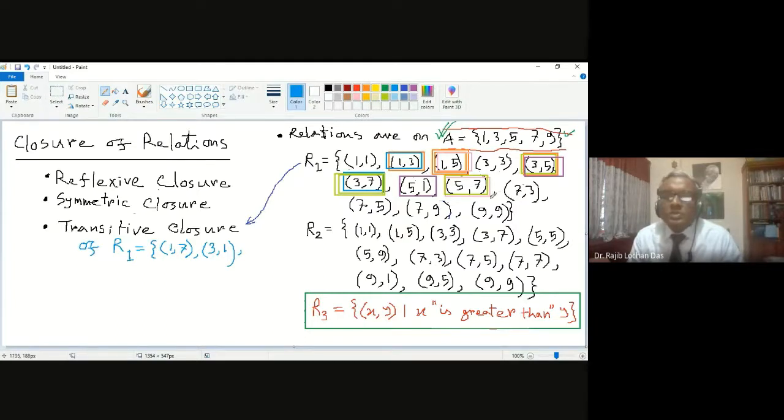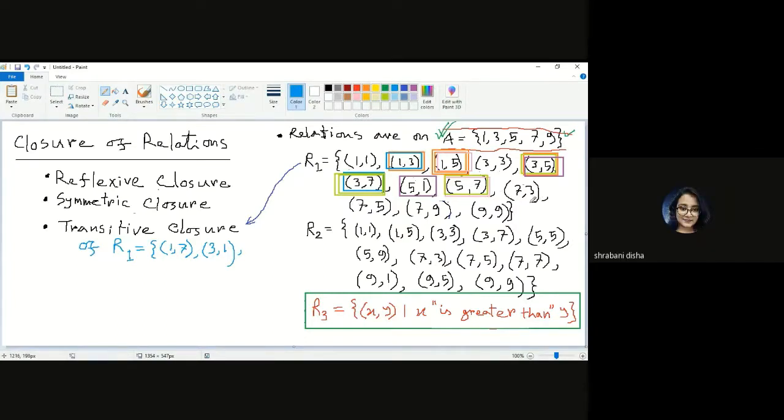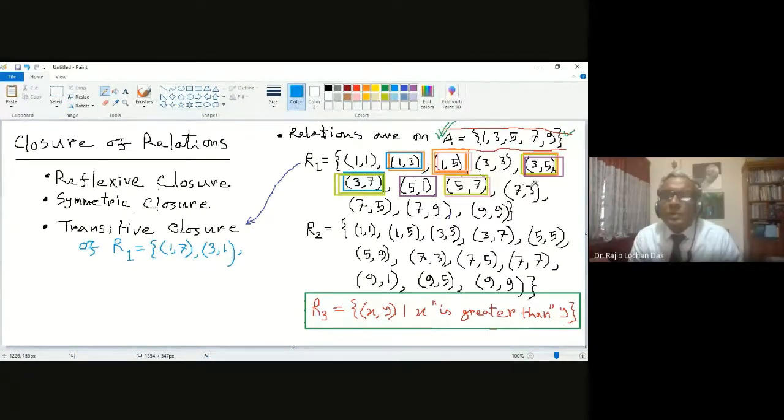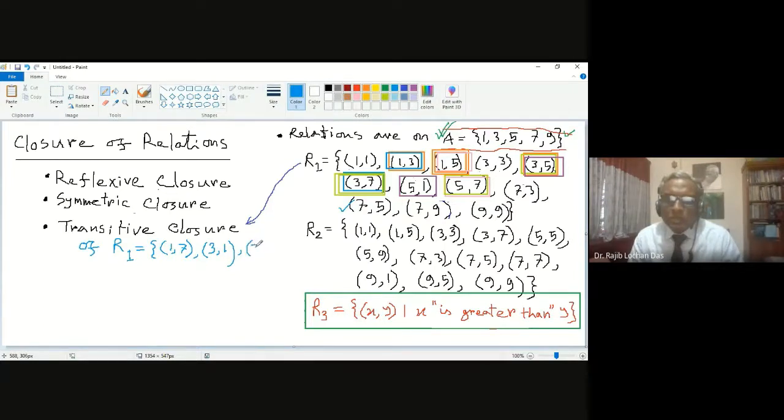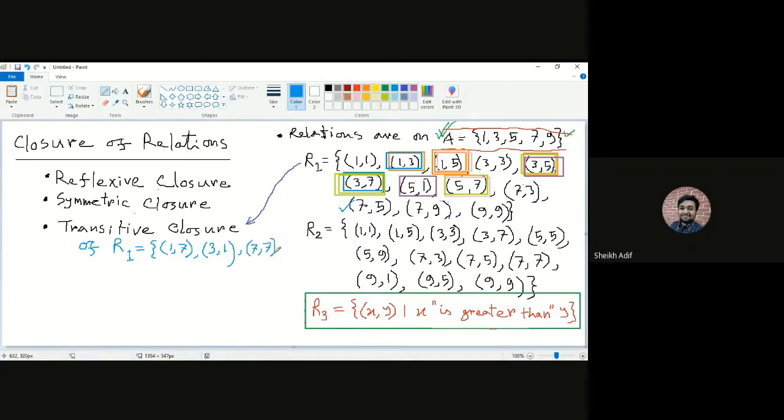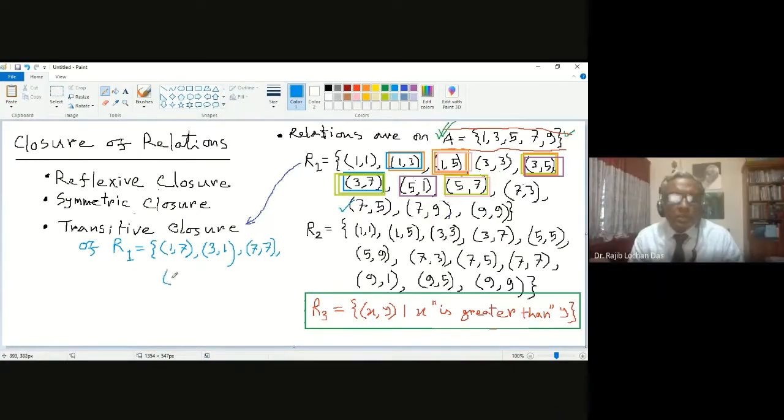Sir, (7,3) and (3,7), (7,3) and (3,5). Then (7,5) is already here, so it is fine. And then let us think about others. Say (3,7) and (7,9). (3,9) is not present. So we need (3,9), which is not present. Okay, so you write (3,9).